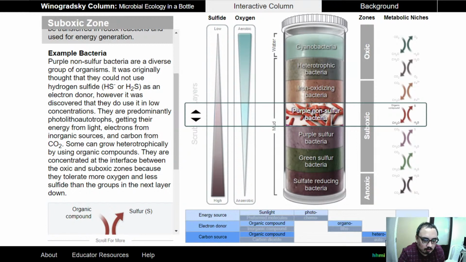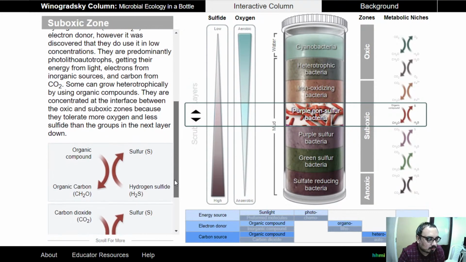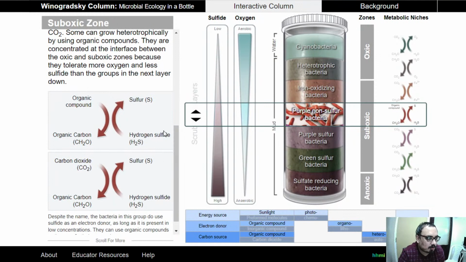photolithotrophs, getting their energy from light, electrons from inorganic sources and carbon from carbon dioxide, and they can grow heterotrophically by using organic compounds. They are concentrated at the interface between oxic and suboxic zones because they tolerate more oxygen and less sulfide than the groups in the next layer.